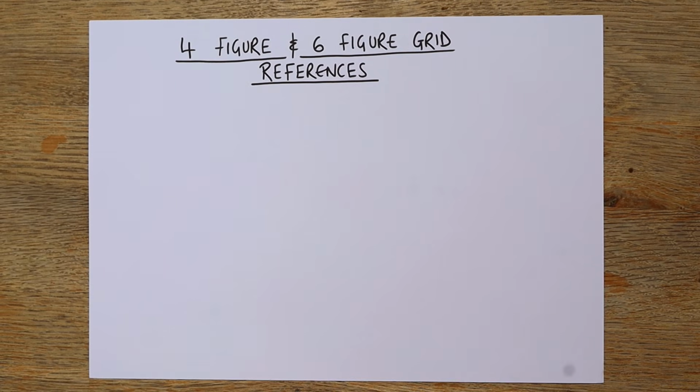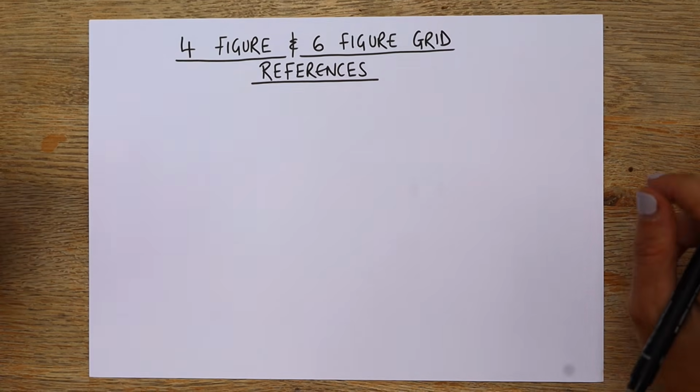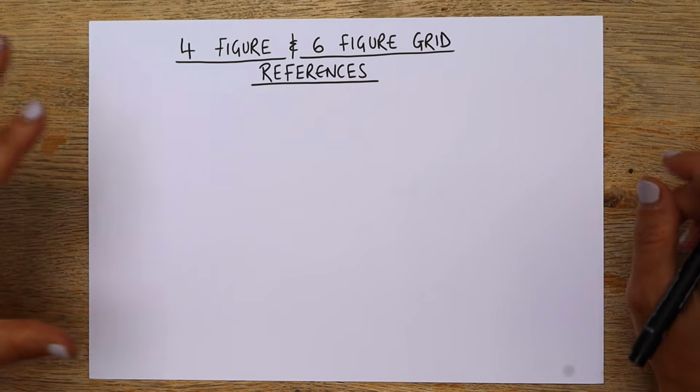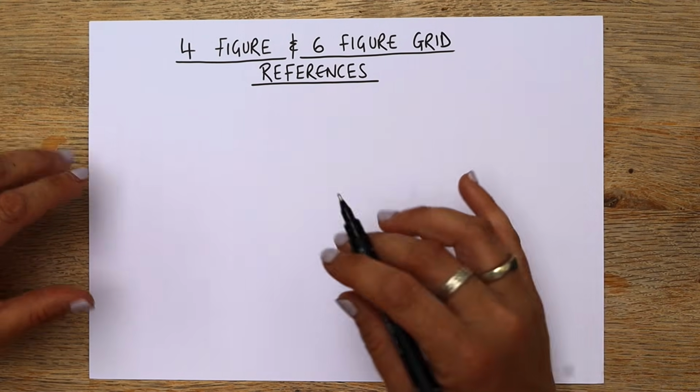Hey folks, so this is a quick infographic on how to do 4-figure and 6-figure grid references. I get asked this one quite a lot, and although I often refer to Steve Backshall's video, he's got a really good one with Ordnance Survey, I can actually draw something for you that will be really helpful. So if you want to make a copy, go for it, mate.